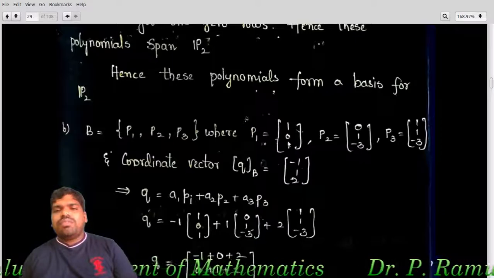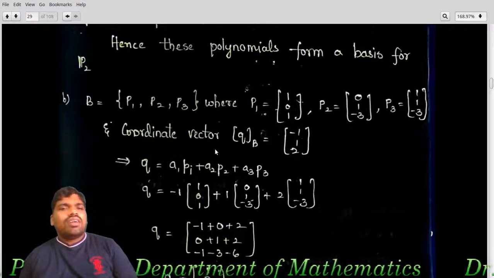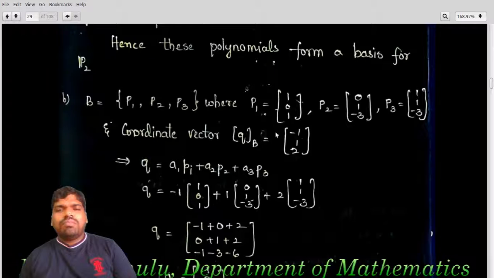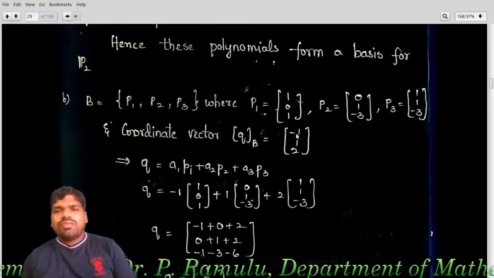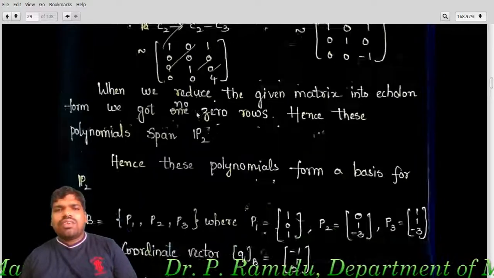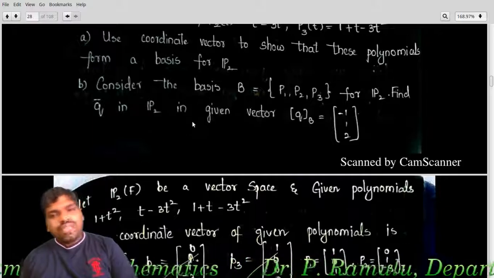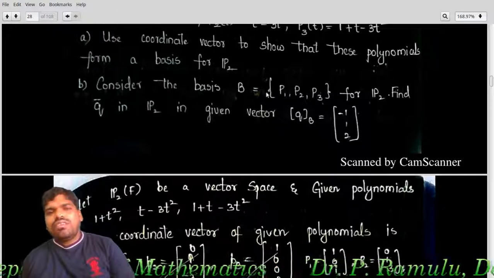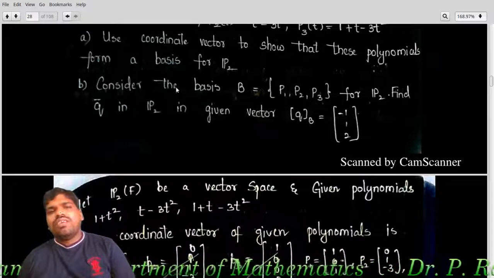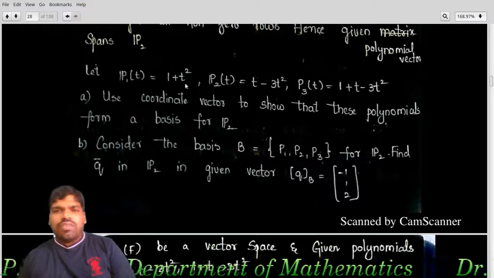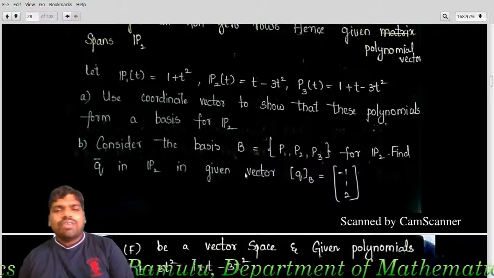Similarly, B is equal to P1, P2, P3, and Q_B is equal to this, Q is equal to this, and you have to find the coordinate vector Q_B, right? That means Q is equal to A1 P1, that means -1 P1. Next problem: consider the basis B for P2 and find Q in P2 for the given coordinate vector Q_B. That means by using these vectors, we have to find the vector Q. Consider the basis B: P1, P2, P3. By using the vector, we have to find Q in P2.